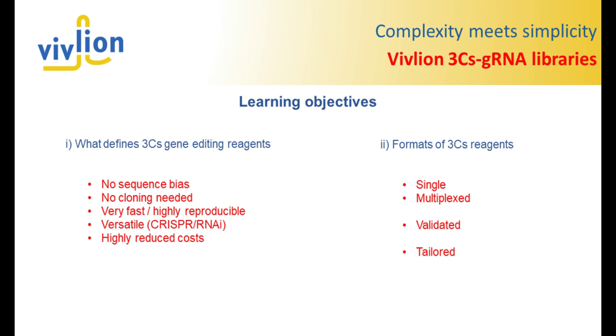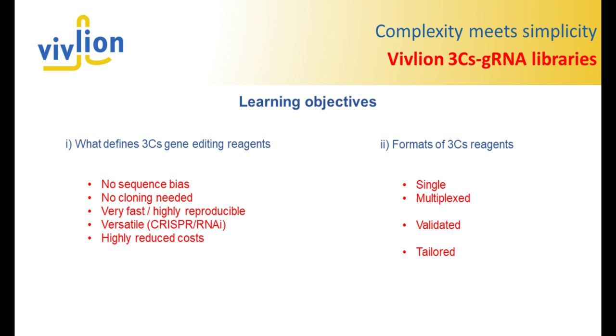And I would like to conclude from this a few learning objectives. So first of all, what defines 3CS gene editing reagents? Well, I hope I have convinced you that there is no sequence bias in these libraries, that it's cloning free, so there will be no cloning needed here. It's very fast, highly reproducible. It's versatile, as it works for CRISPR as well as for shRNA, that I've shown you, and highly reduced cost. And this is of course relevant because we only need a single oligonucleotide per gRNA instead of two.